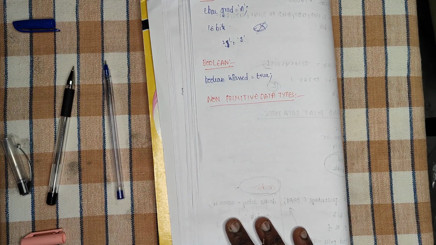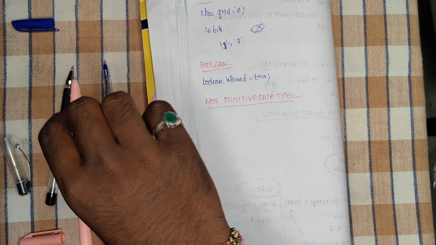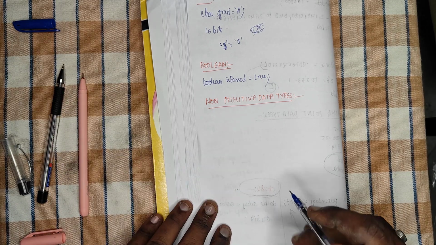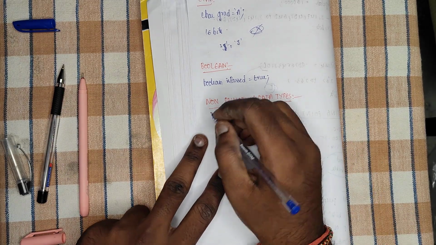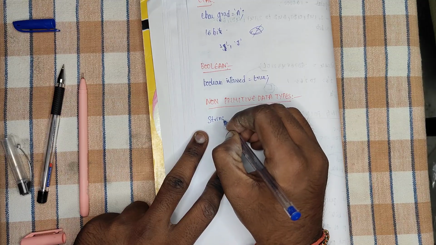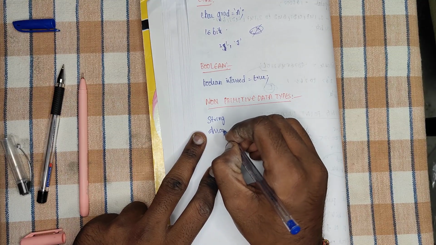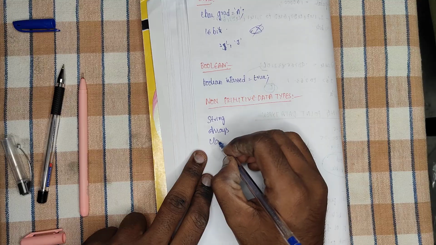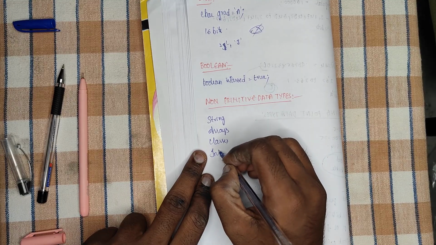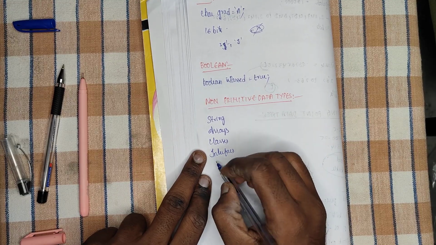Non-primitive data types. Apart from primitive data types, Java also has non-primitive or reference types. Examples include string, arrays, classes, interface, objects.